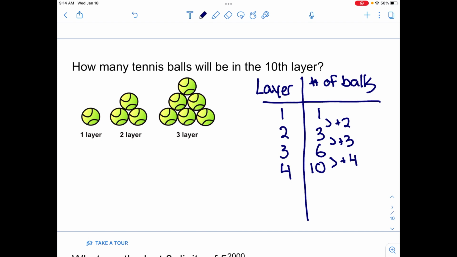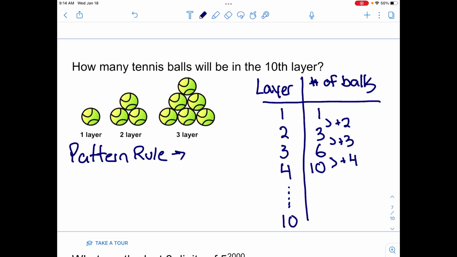The next step is to extend this pattern. We want to extend this all the way to know what our 10th layer will be. The long way to do this is using what's called our pattern rule. So that's the rule that we just found. We can do it this way, it's a little bit longer.